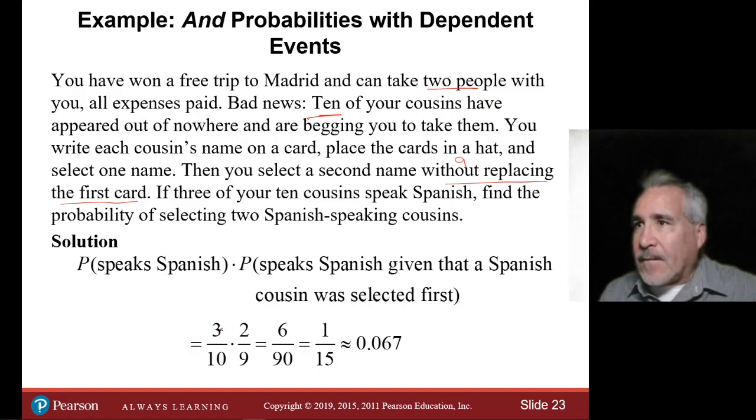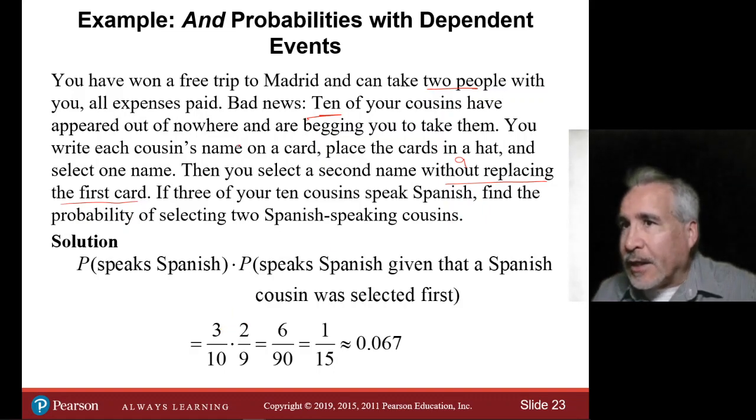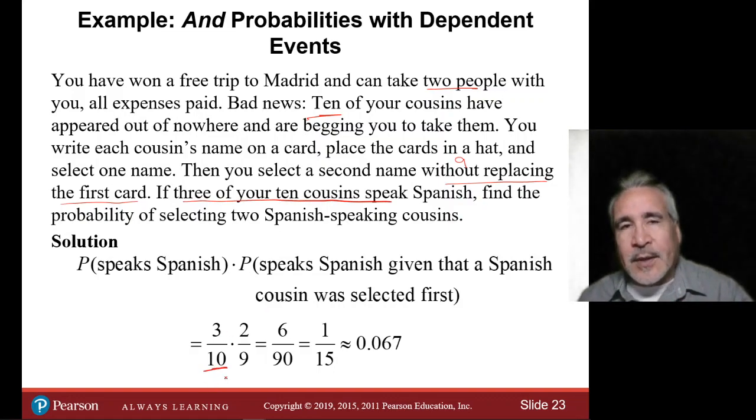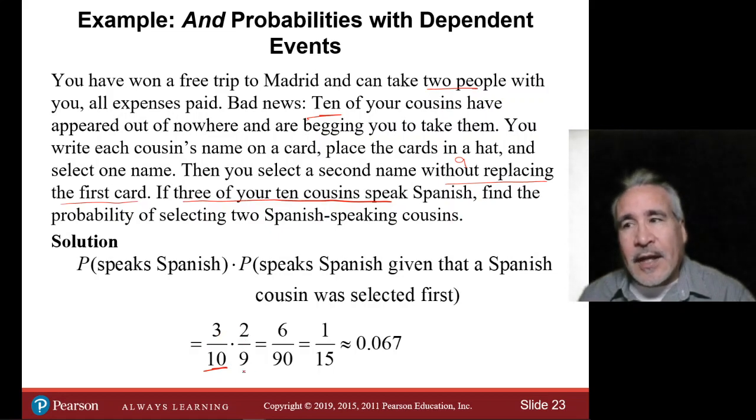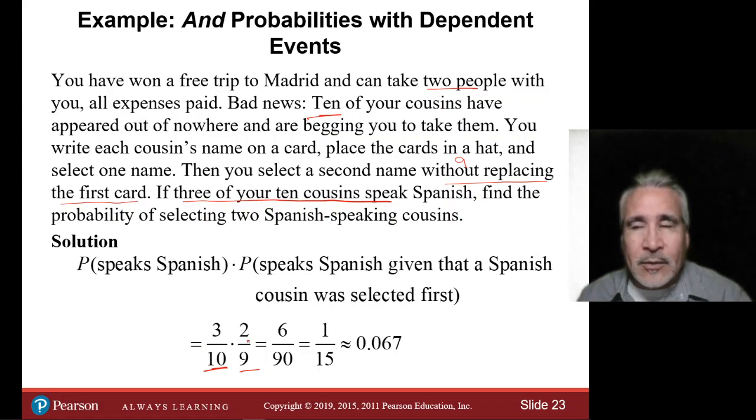So we're starting off with 3 out of the 10 speak Spanish. So this is the probability of choosing the first one as a Spanish-speaking cousin. So that would be, there's 3 of them out of 10. Now this is the same thing for the second one. We have to assume that the first one spoke Spanish. So now how many Spanish-speaking cousins do we have? We've only got 2, and out of a group of 9 because we chose one.